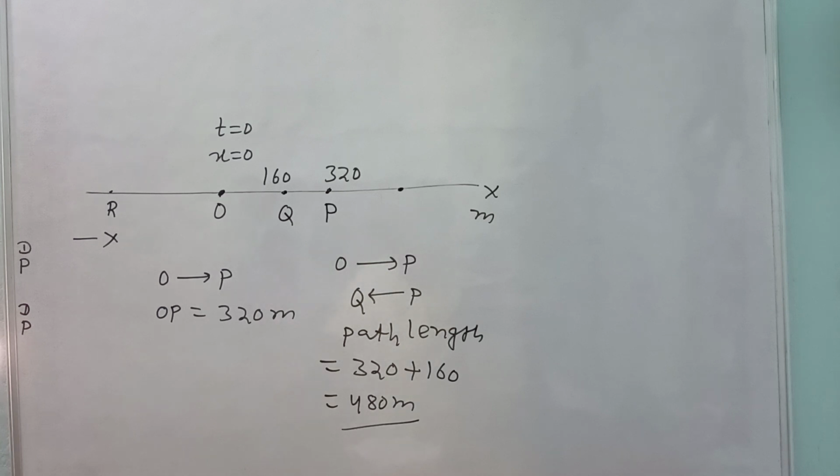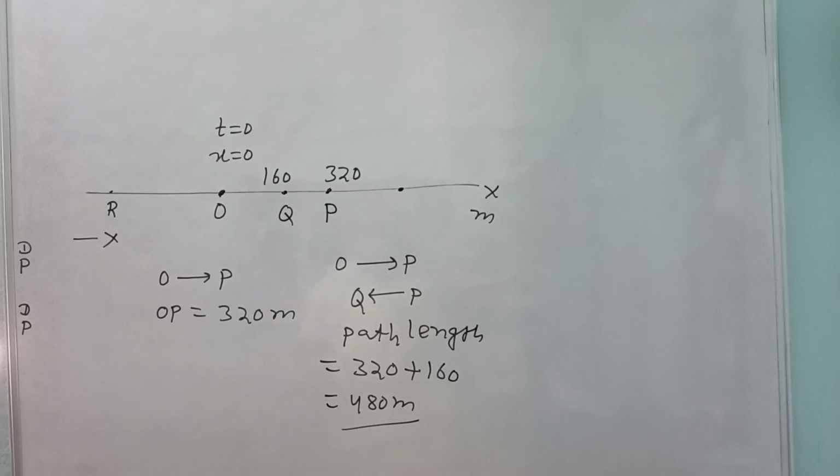So this distance is a scalar which has only magnitude and no direction. This scalar vector concept will be taught later. So since it is a scalar, it has only magnitude, that is 480 meter, and no direction. It has no direction, keep in mind.